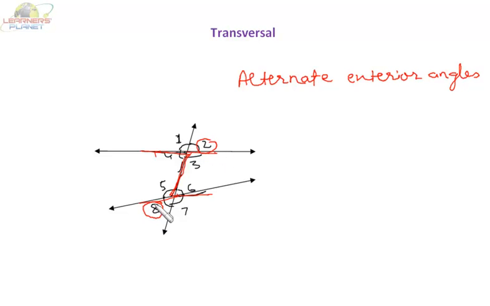They are lying exterior of these two lines, and they are on the opposite sides. So we call them alternate exterior angles. Angle 2 and angle 8 form a pair of alternate exterior angles, and similarly angle 1 and angle 7. You see, they are on the opposite sides of this transversal and they are lying on the exterior of these two lines. So angle 1 and angle 7 form a pair of alternate exterior angles, and angle 2 and angle 8 also form a pair of alternate exterior angles.